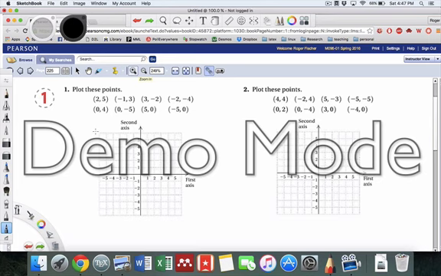So let's start with plotting these points, and notice that I'm starting on page 225 in the book, if you want to look at your own copy of the book. So we're plotting these points. Now remember that these are ordered pairs.